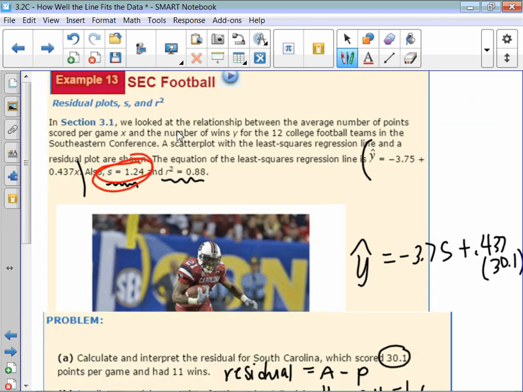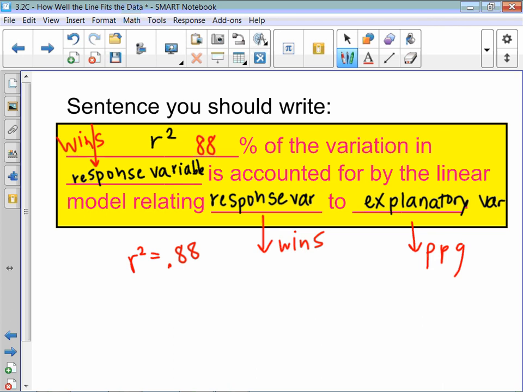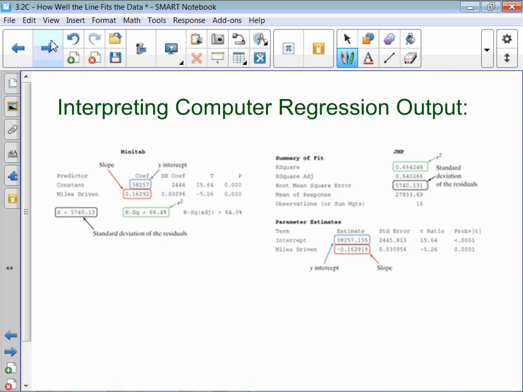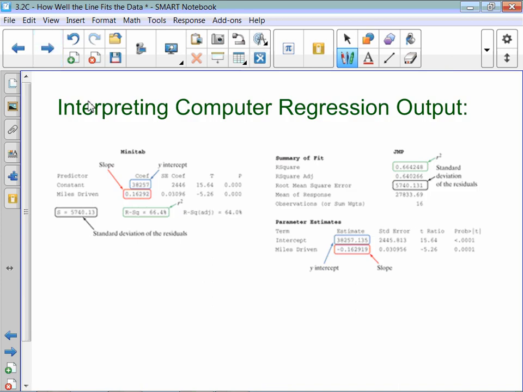All right, and then we're going to interpret r squared in this problem. So let's go back to r squared is 0.88. All right. Anyone want to do this one? Mitch, what do you think? There you go. Okay. All right. That was all that. Cool. So you guys have to be able to interpret regression output.